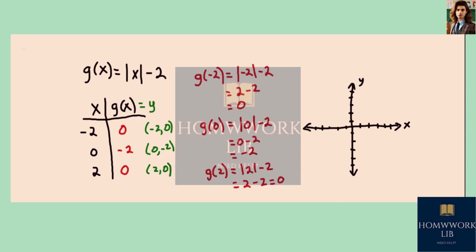So to plot the point -2, 0, we go left 2, but then we don't go up or down. To plot the point 0, -2, we don't go left or right, we just go down 2. And to plot the point 2, 0, we go right 2, but then we do not go up or down. And now we simply connect our points. And if you notice, our graph is in the shape of a V, which it should be because our original function was an absolute value function.